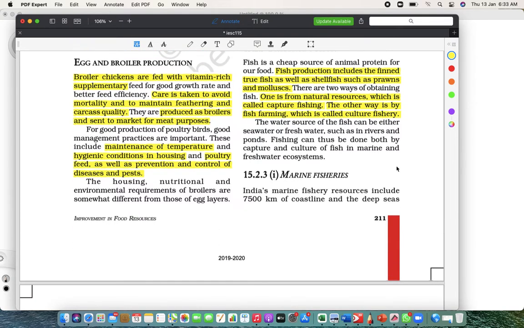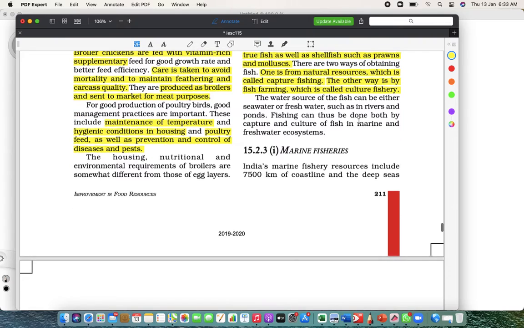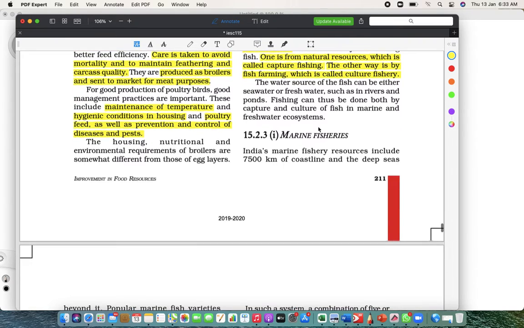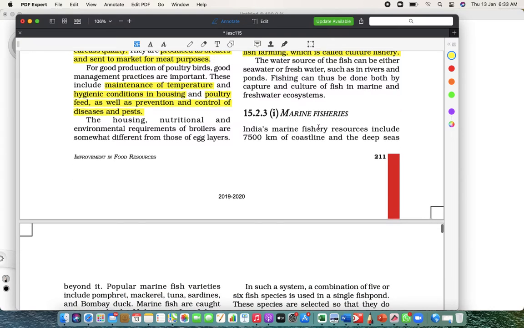The water source of fish can be either seawater or fresh water, such as rivers and ponds. You must have seen in some villages they go and get fish from ponds also, right? Fishing can thus be done both capture and culture, in marine and freshwater.